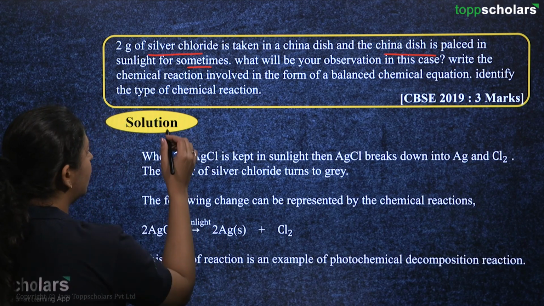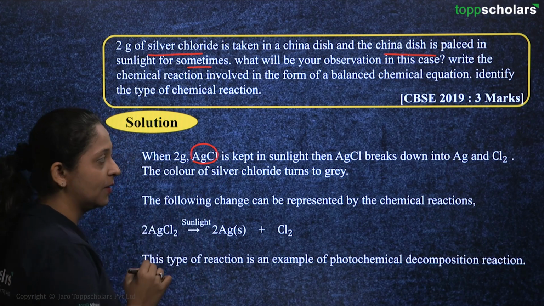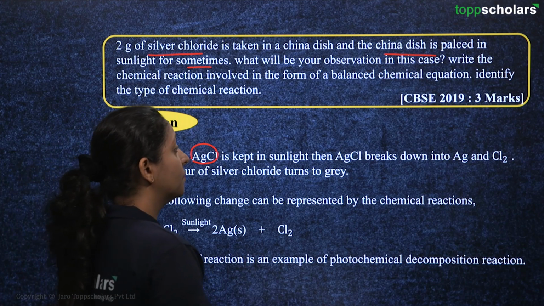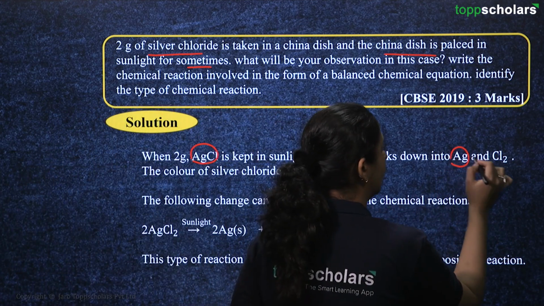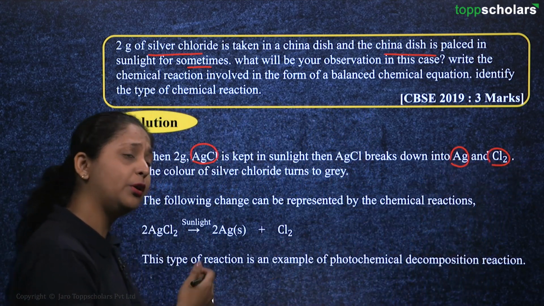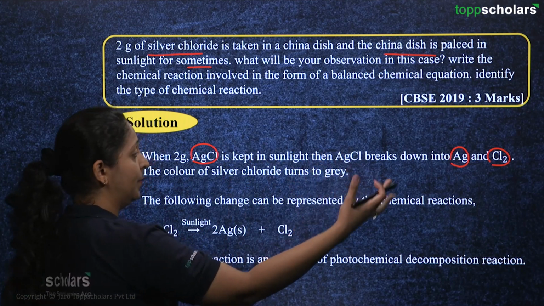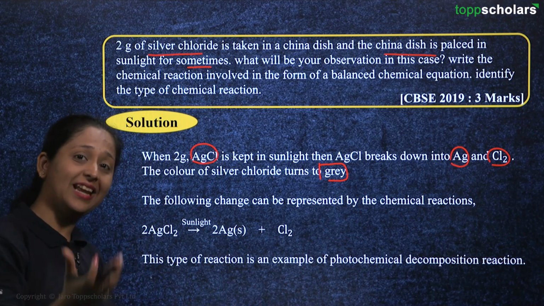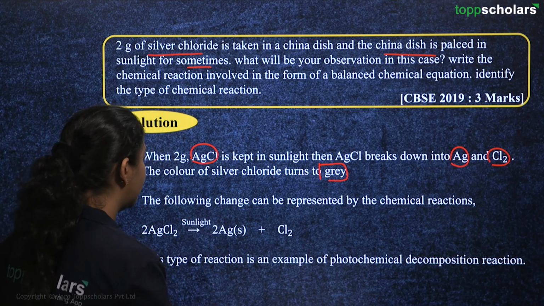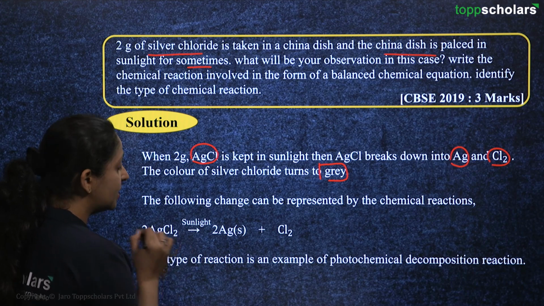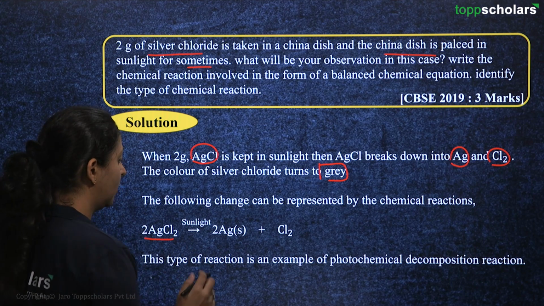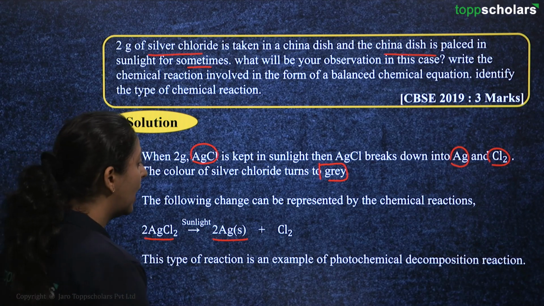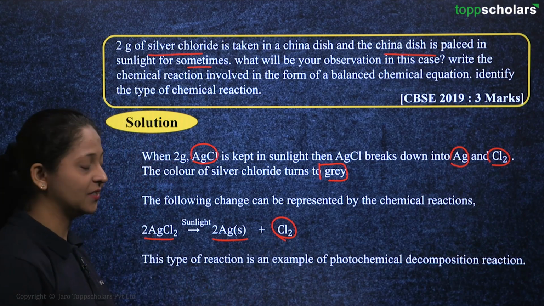So what we are doing, we are taking silver chloride, that is AgCl. When silver chloride is kept in sunlight, it breaks down into silver and chlorine. Because of the breakdown, the color here turns grey. Silver is grey in color, correct? So the reaction here is 2AgCl, and you have to write the balanced equation, okay? It gives you 2Ag, which is solid state, and you will have Cl2 gas.